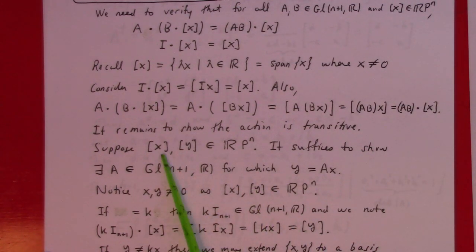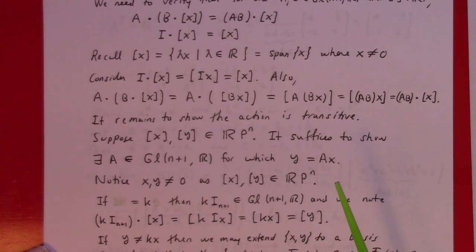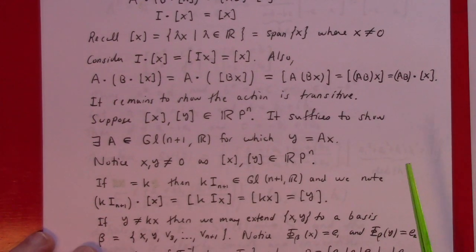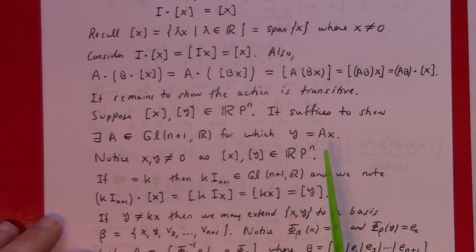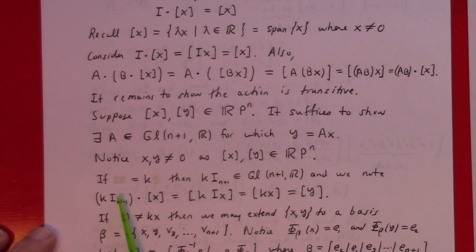Now it remains to show it's transitive. If we pick two points in RP^n, which is to say two lines in R^(n+1), then we need to find an (n+1) matrix which maps this to that. It'll suffice, if you think about it, to find an invertible (n+1) by (n+1) matrix that maps x to y. But we know how to do that, right? So here's the usual construction.